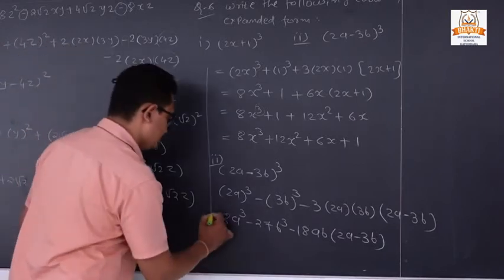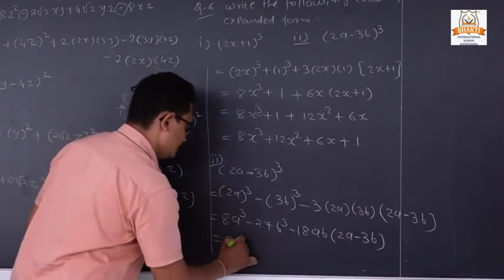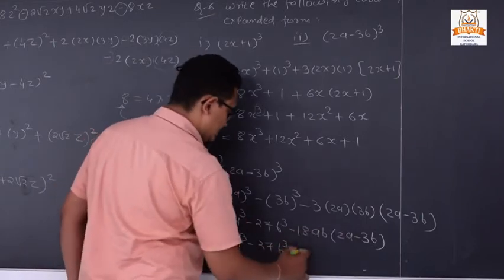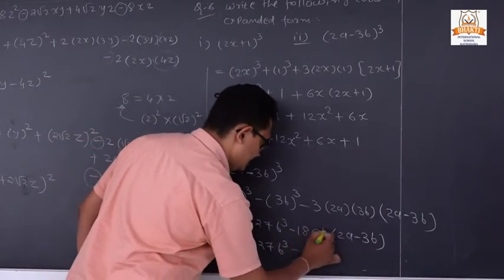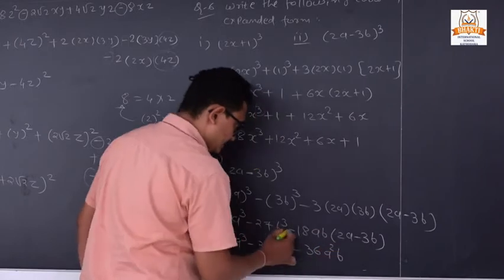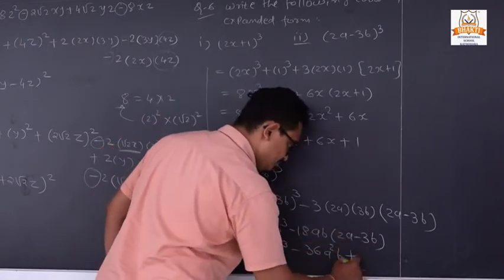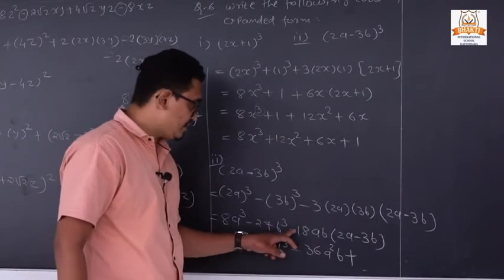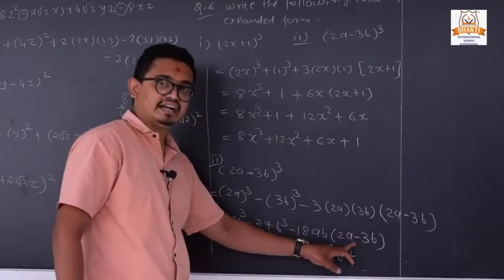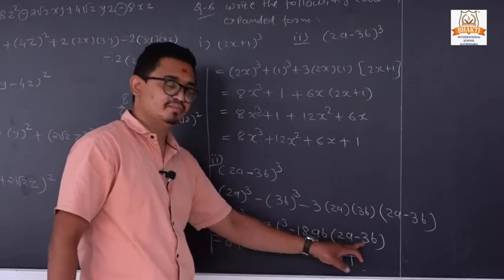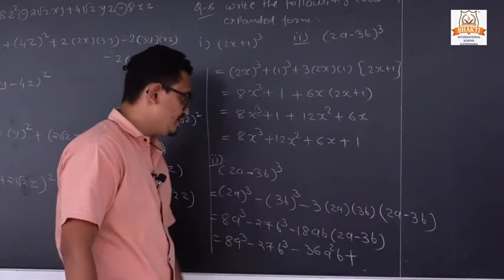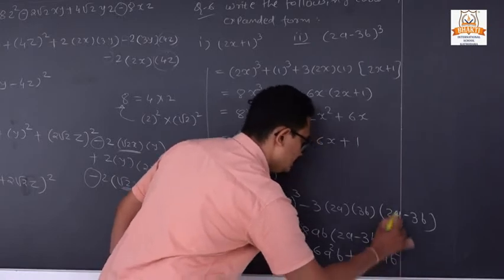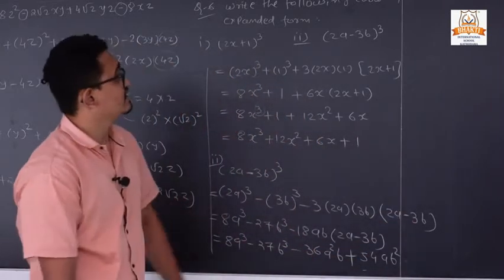Once again we can simply expand the bracket. So 8a cube minus 27b cube, 18 2s are 36, a square b, minus becomes plus. Here you must remember that if we have a minus sign before the bracket, the sign will change, so minus becomes plus. 18 3s are 54, ab square. So it is its answer.